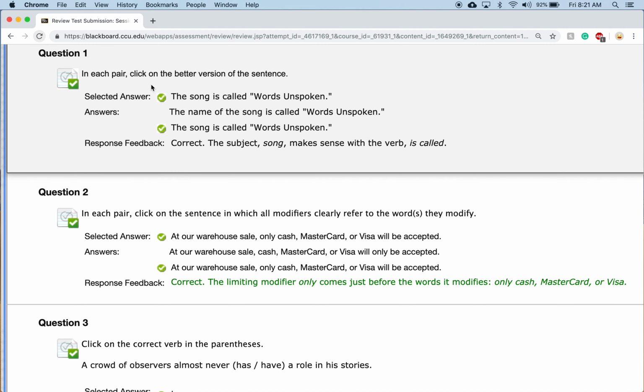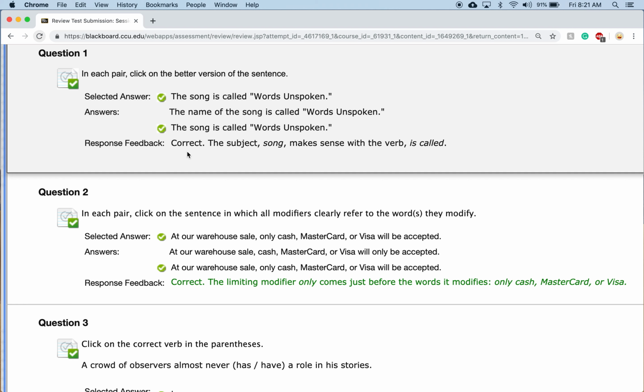In each pair, click on the better version of the sentence. So my options were, the song is called Words Unspoken, or the name of the song is called Words Unspoken. So right away, I first say to myself, what's the most concise sentence? I don't need the name of. Just the song is called.